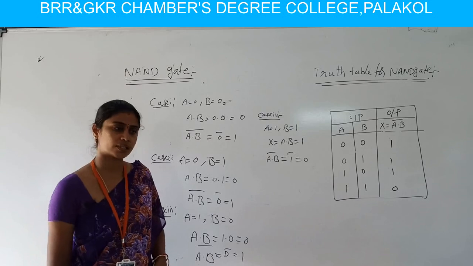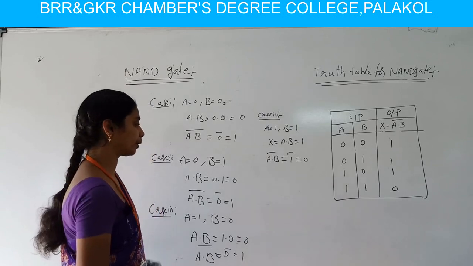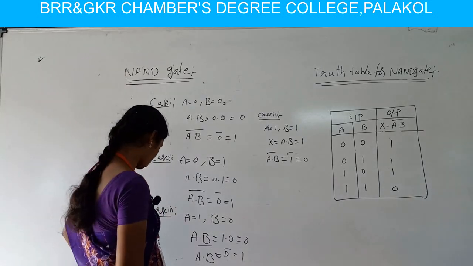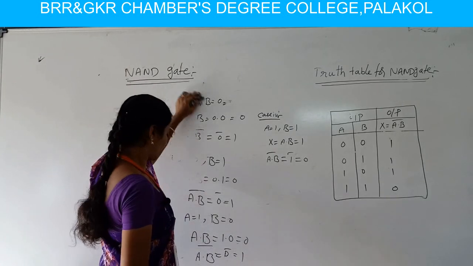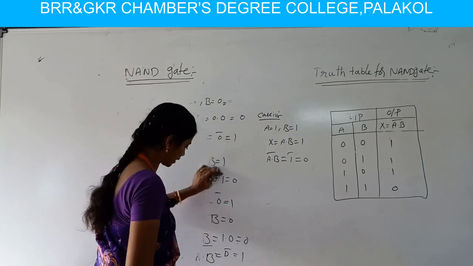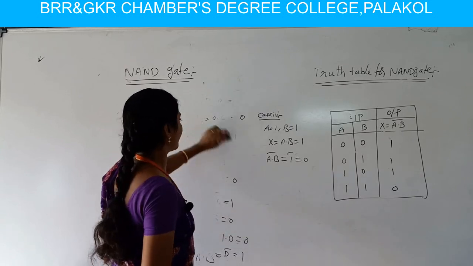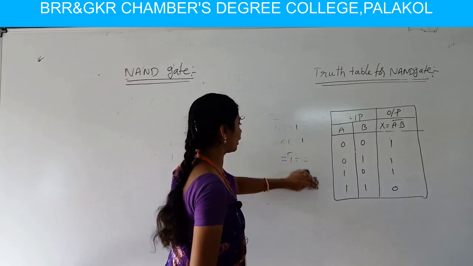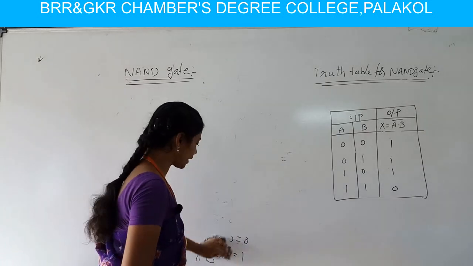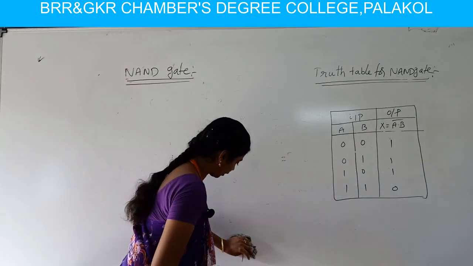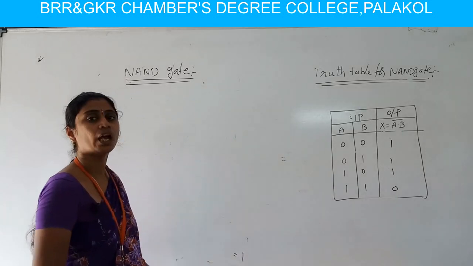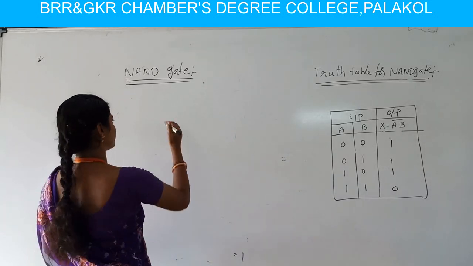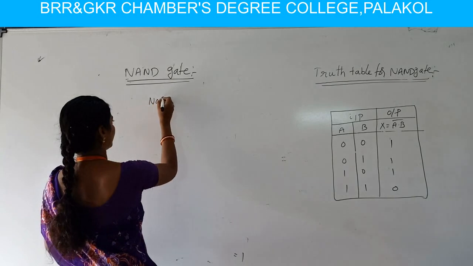NAND gate is also said to be a universal gate, because from this NAND gate we can construct the basic gates, which are nothing but AND gate, OR gate and NOT gate. So these three gates are constructed by using this NAND gate, hence NAND gate is also said to be a universal gate. So first we construct the NOT gate.